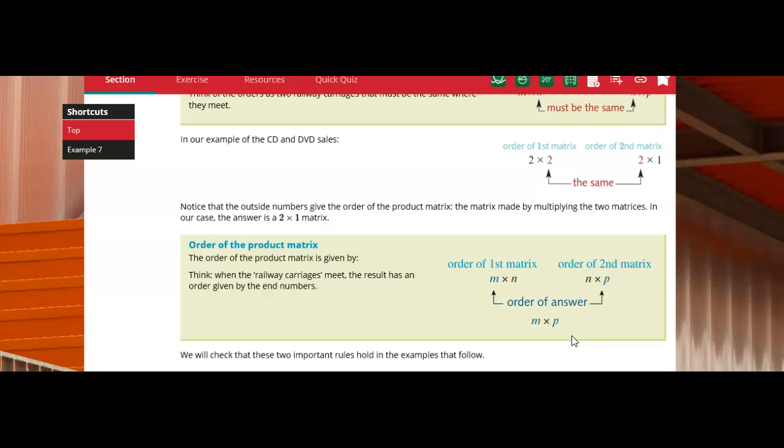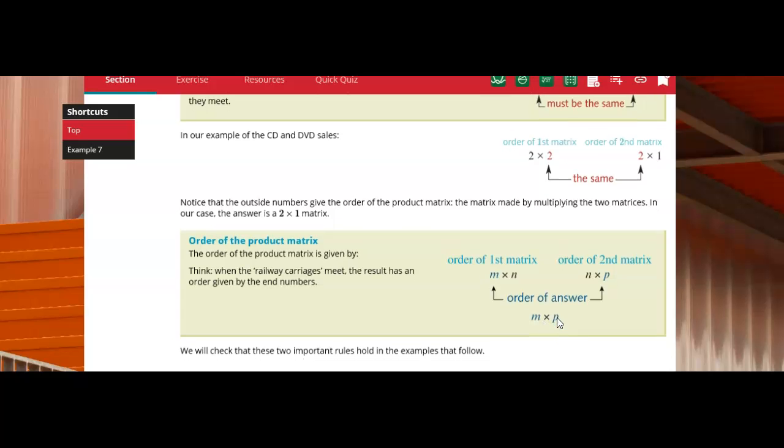And that's extremely important to know, because often you will get questions. And again, I'm talking about Year 12. We have to understand the orders. So first of all, whether you can multiply two matrices, but also what your answer is going to look like. So that's why it's important to understand the order of your answer.